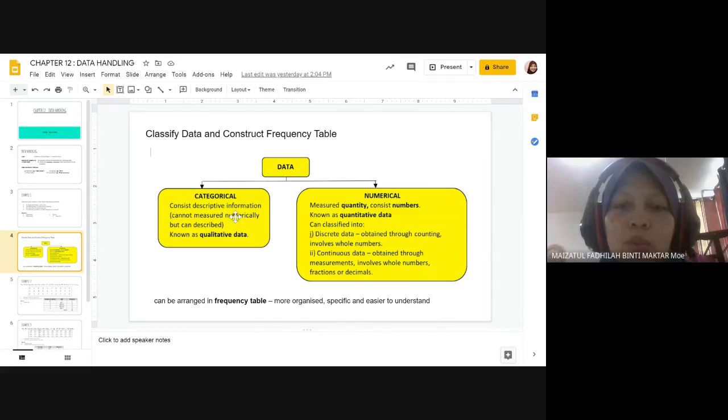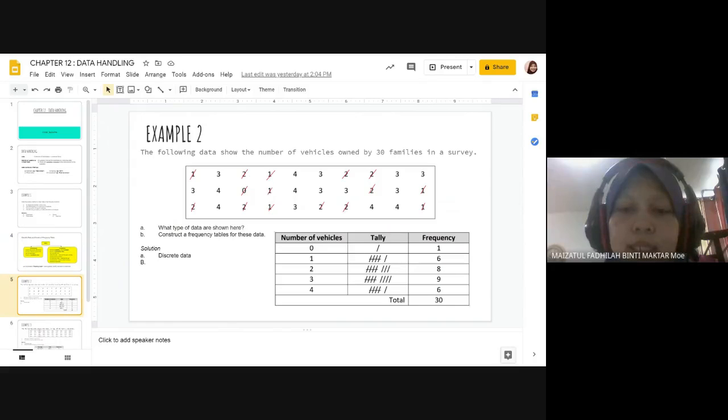For others, you can read by yourself in your textbook. But make sure for this one, you must define: if given the data, you must define which category it is. In numerical data there are two types. If it is whole numbers that you can count, that is discrete data, and if it is a measurement, that is continuous data. I hope all of you can understand this.